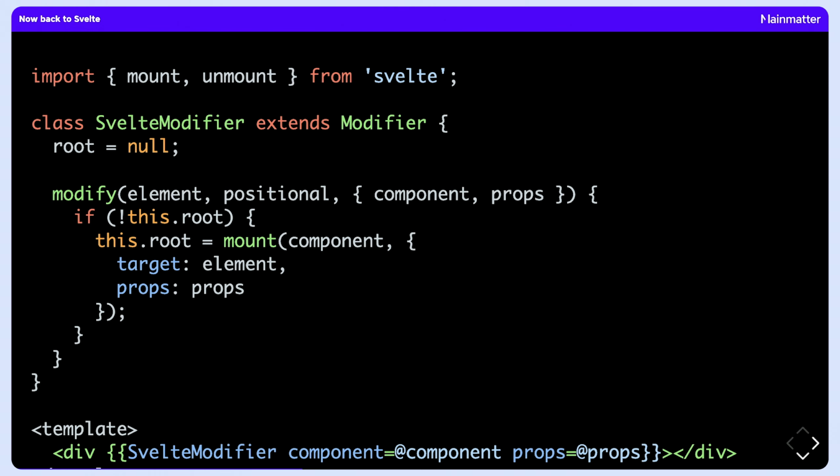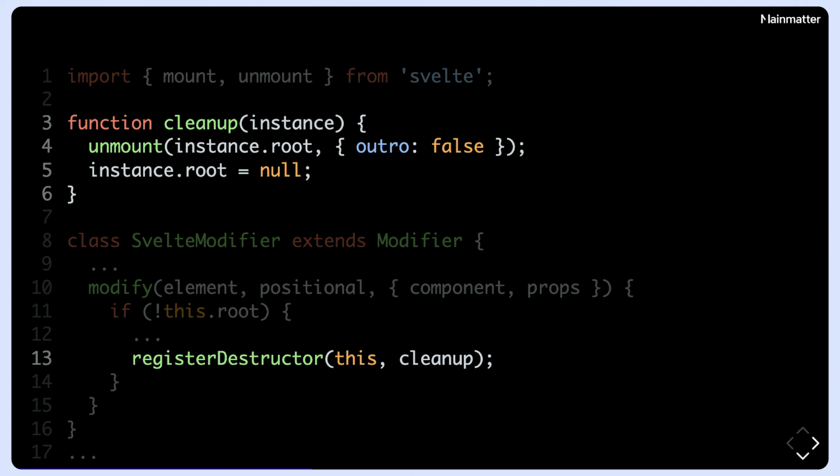So let's get back to Svelte. This modifier is pretty similar. We use Svelte's mount function to create a root for the Svelte component on the target element and also pass it the props. Then we similarly have to unmount it when the modifier is destroyed. Svelte provides a separate function for that. We pass it the root, and we register that in a destructor again.